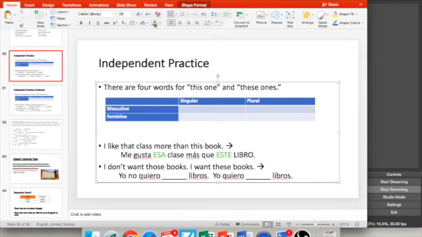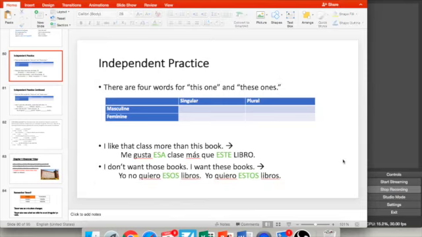Let's look at another example. I don't want those books, I want these books. So this and these both have T's. Your options are estos or estas. For libros, masculine plural, I need to use estos. It has to agree. This ends in OS, that has to end in OS. So that would be these books. To say I don't want those books, this and these both have T's, that and those don't. Let's take estos and let's just take the T out, and now we have those. Yo no quiero esos libros. Yo quiero estos libros. Okay?